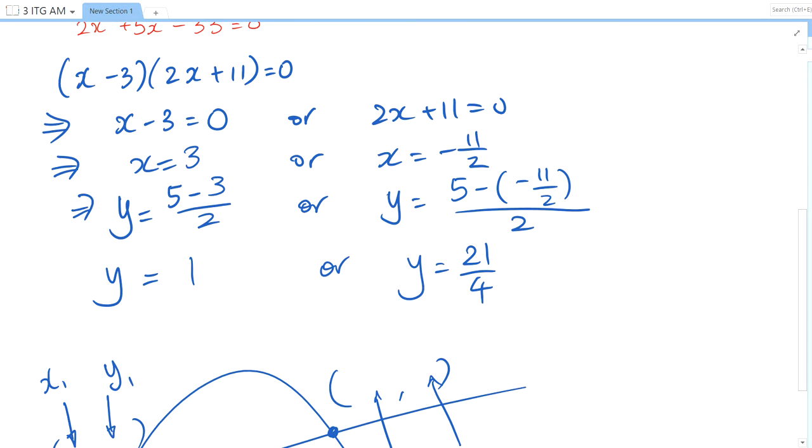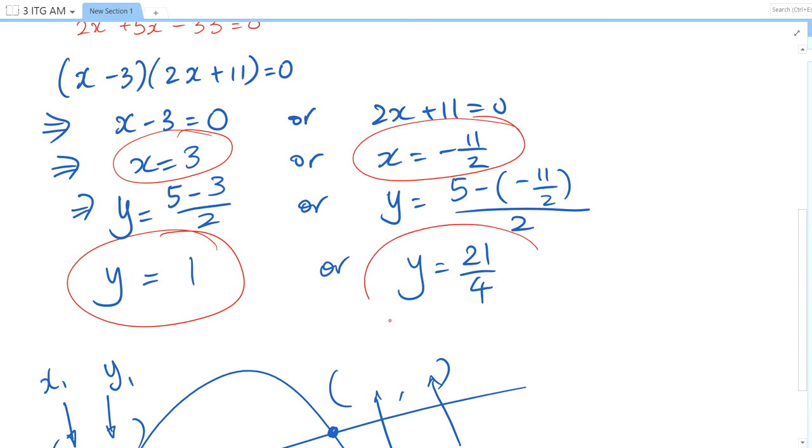Look at your work. I've got one x value, one y value, another x value, another y value. Which x and y come in a pair? Are you able to tell? Which x and which y come in as an ordered pair? 3 and 1 or 3 and 21 over 4? 3 and 1. Yes, because we substituted the 3 to get the value of y. So these two form an ordered pair. Similarly, these two will form an ordered pair.